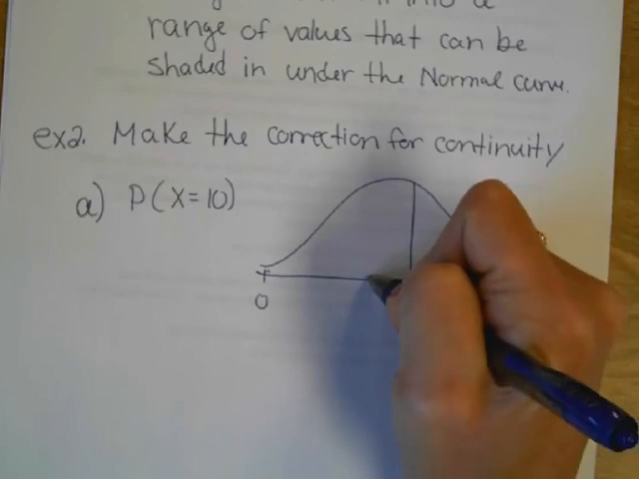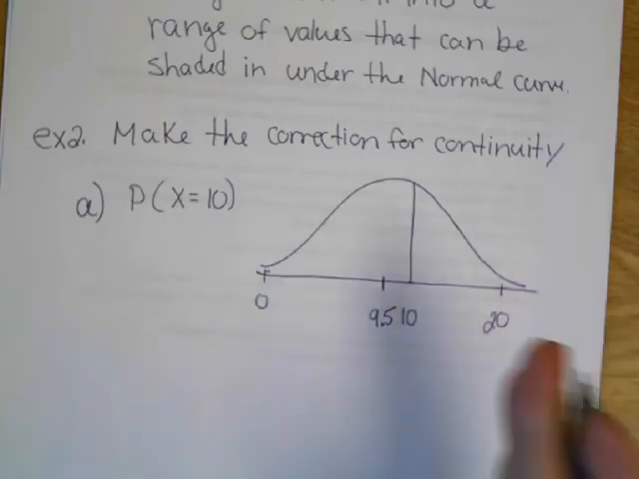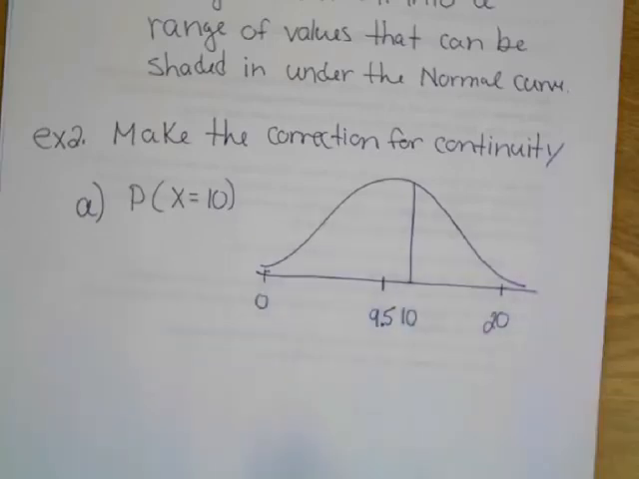9.5. Everybody agree with that? 9.5. How far above can you go? 10.4. What about 10.49? Where are you getting this? Rounding rules. What numbers round to 10? 10.499. Exactly.